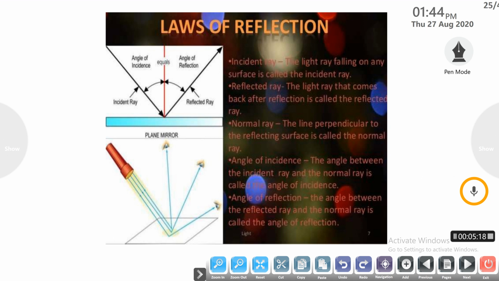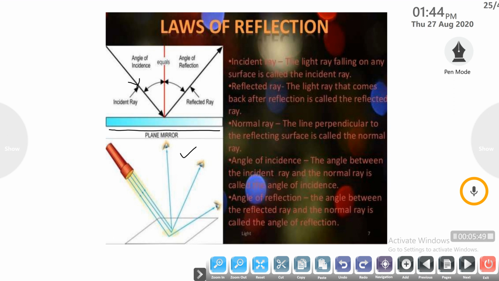As you can see in the diagram, this is the plane mirror. If light rays fall on the surface of a mirror, then they always get reflected. If they strike a smooth surface, then the light rays always reflect. With the help of this diagram, you can understand that the lower surface is the plane mirror, and the light ray falling on this surface is called the incident ray. This ray reflects back towards the atmosphere.